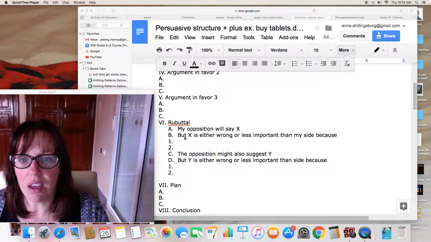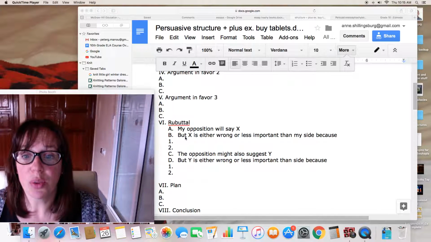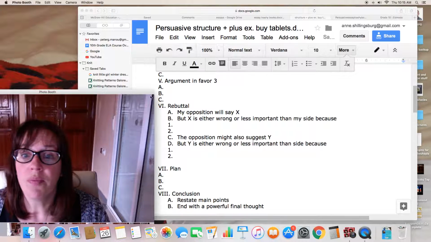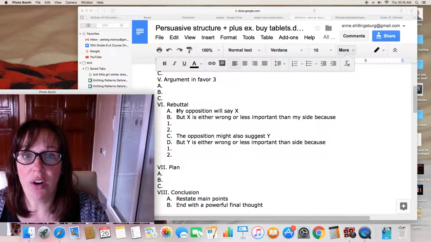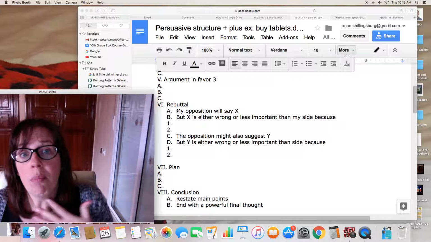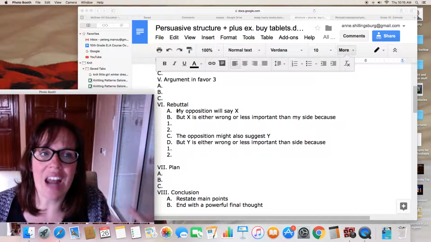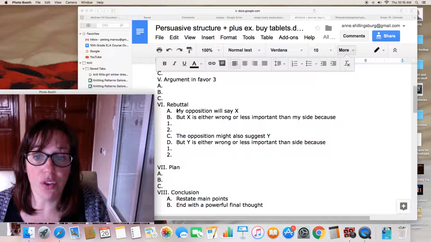Here's a key thing about persuasive essays: they must contain a rebuttal paragraph. And let's just go ahead and spell that correctly. A rebuttal paragraph is the paragraph in which you say, now my side of the story is not the only side that exists. You acknowledge that there are other views out there.